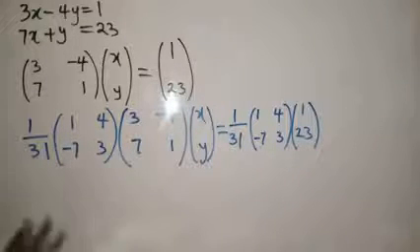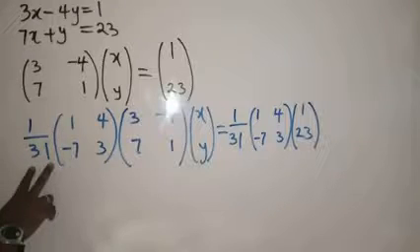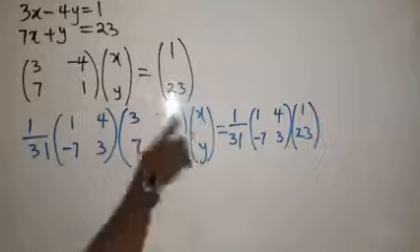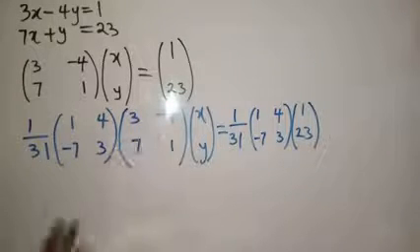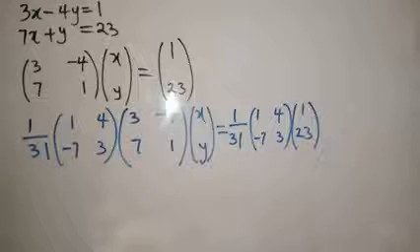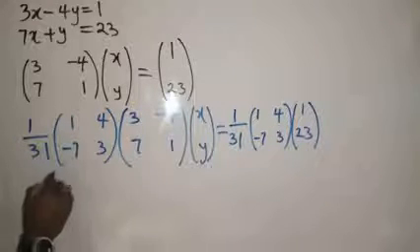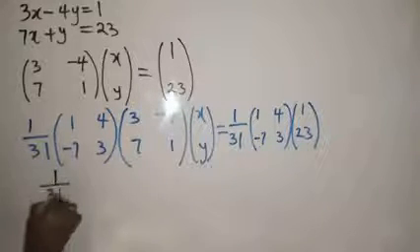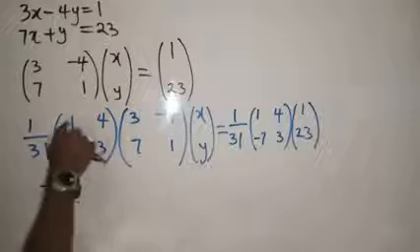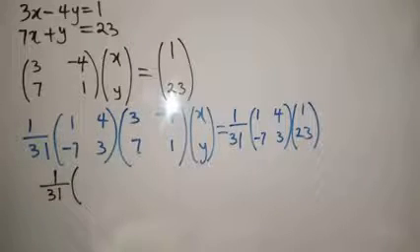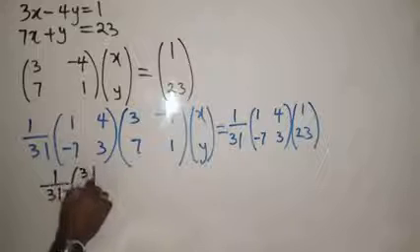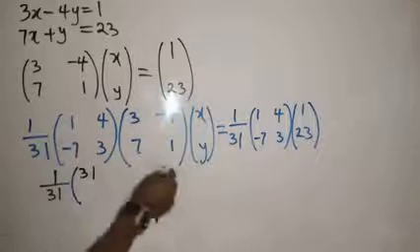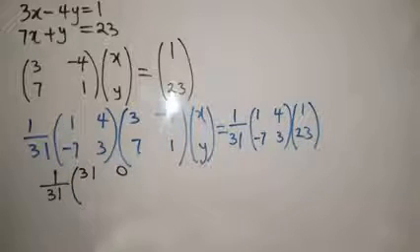So what's the next thing? Now, keep this one constant, then multiply this matrix. Let's take our time, let's solve it. What will this give us? We have 1 over 31. Multiplying this will give me 3. This will give me 28. When you add it up, you get 31. When you do the same thing for this side, you will get 0.